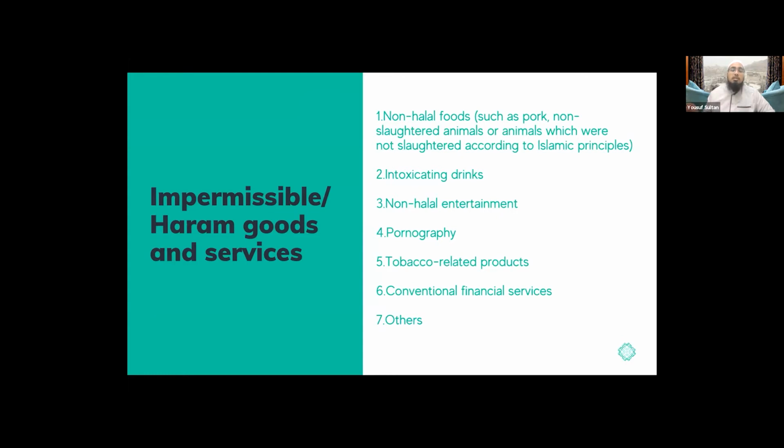Then the last one, in terms of Sharia prohibitions, is impermissible or haram goods and services. In Sharia, we have some specific things that Allah Subhanahu wa Taala or His Prophet Sallallahu Alaihi Wasallam have mentioned as prohibited, and we cannot deal with those things. For example, non-halal foods: pork, or animals not slaughtered according to Islamic principles, dead animals. Then intoxicating drinks, wines, alcohol, or other drinks that intoxicate, non-halal entertainment, pornography, tobacco-related products, and conventional financial services because they include riba.